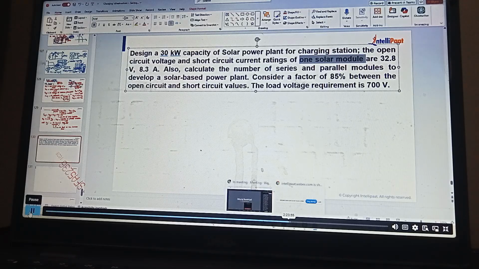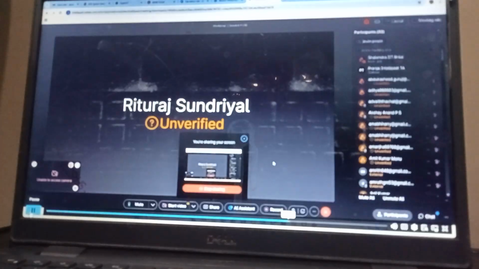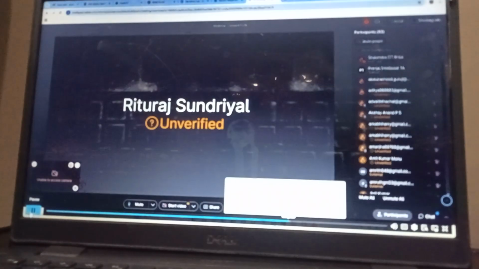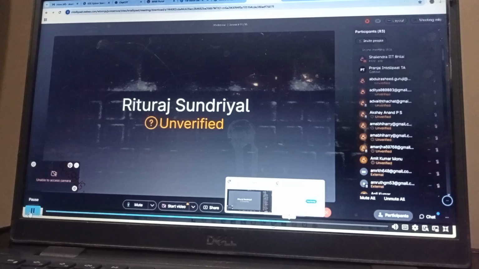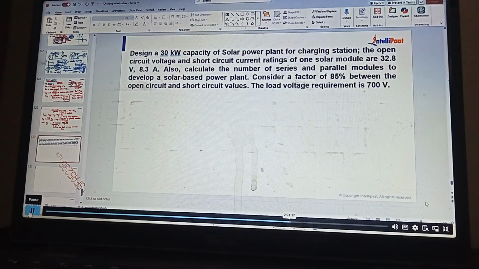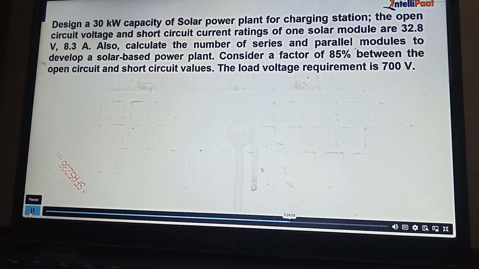Kindly open your notebook and try to solve this particular problem. I have given you the mic access. If you have any question or any doubt, you can ask me. I'm giving you this problem to solve and let me know the answer. One solar module is rated at 32.8 volts, and the current is 8.3. Also calculate the number of series and parallel modules to develop a solar-based power plant.